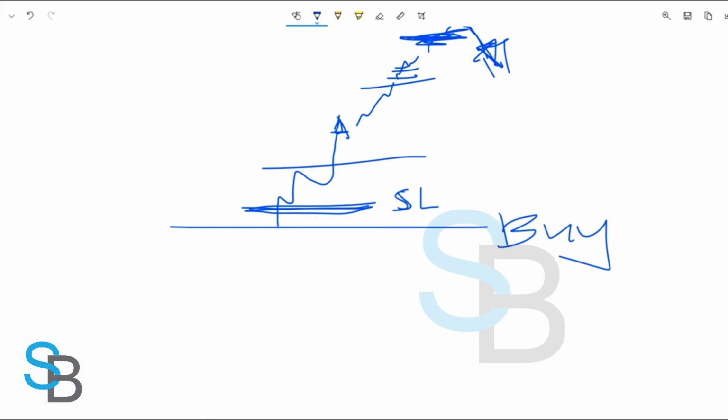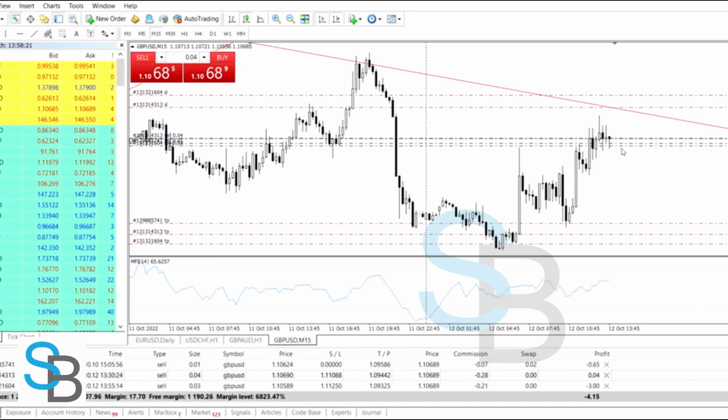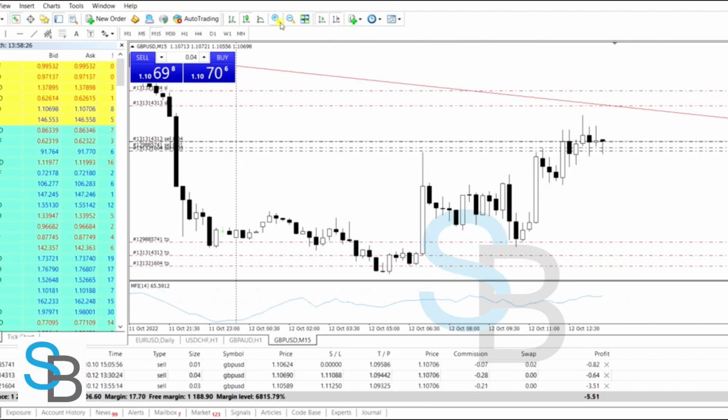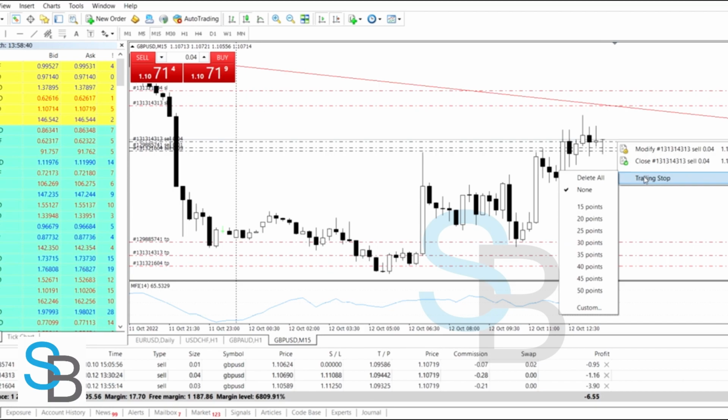Let me just see these trades. Okay, the trades are now in minus. I wanted to activate the trailing stop for one of the trades, so let me just do it anyway. If you are to activate the trailing stop for, let's say, this trade, all you need to do is right click, and then you see trailing stop. So you can now choose the number of points you want the trailing stop to be. You see 15 points, 20 points, 25 points, 30, up to 50 points.